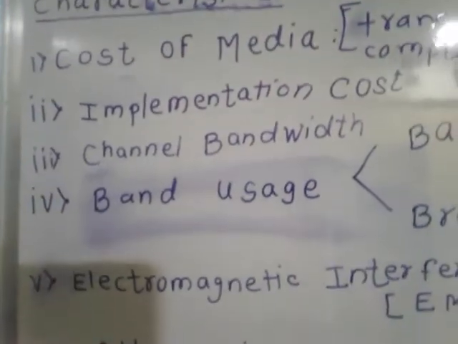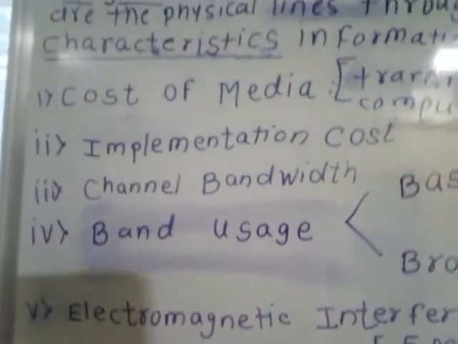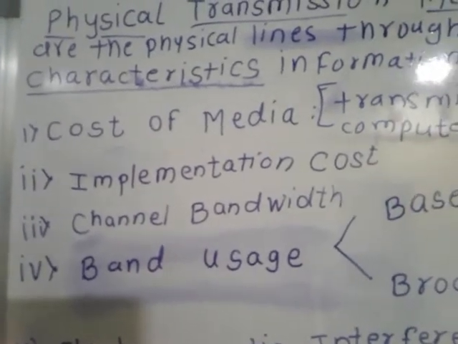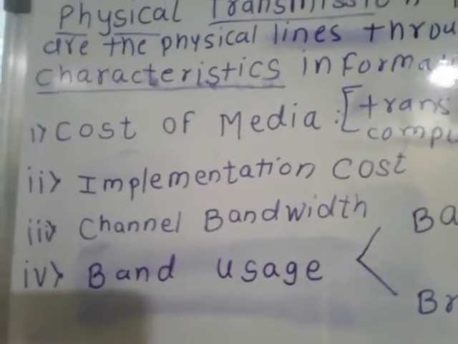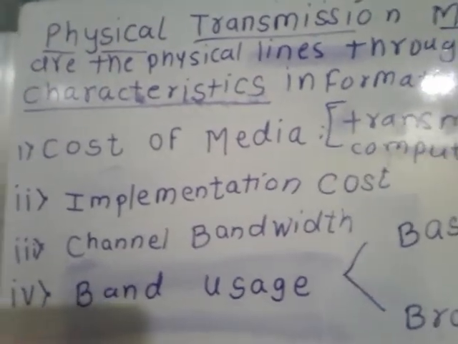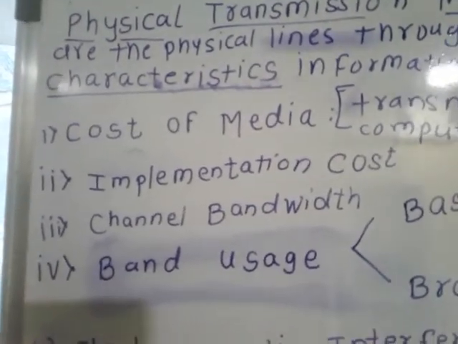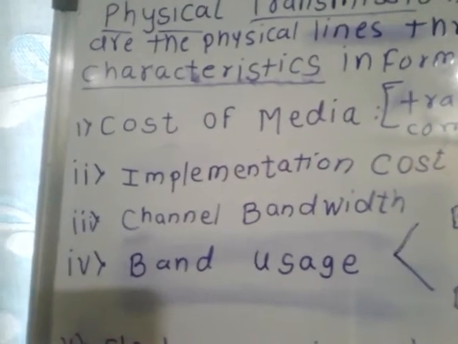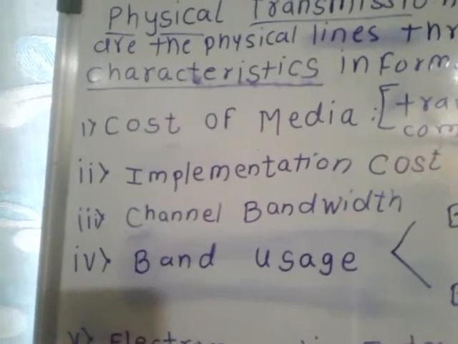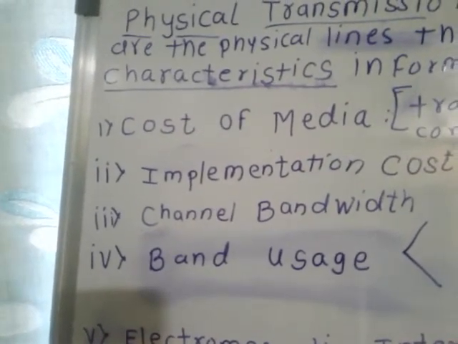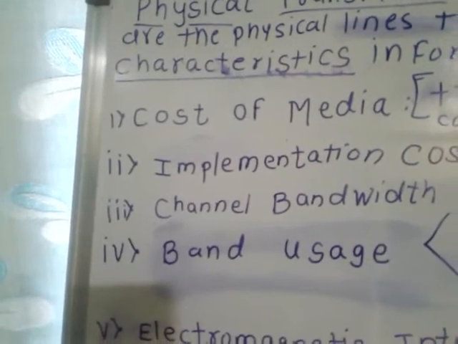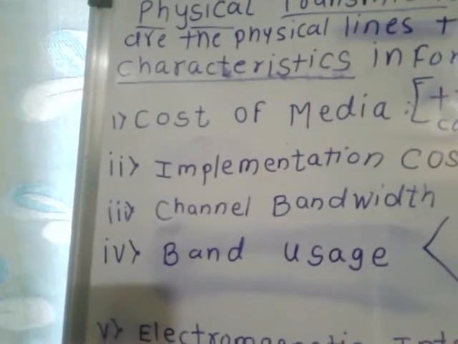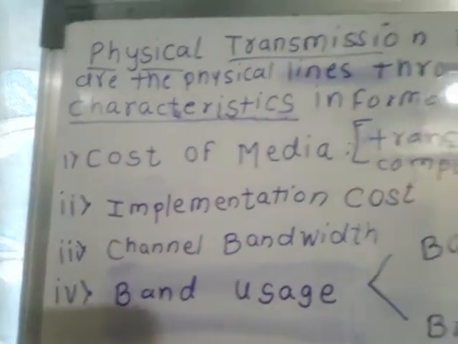There are 6 characteristics of physical transmission media. The first characteristic that we are going to see is cost of media. What is the meaning of cost of media? The cost of media must be considered first while designing a network. Cost and performance properties are the two major factors. It is decided by the user as per the application and standard of the resources.